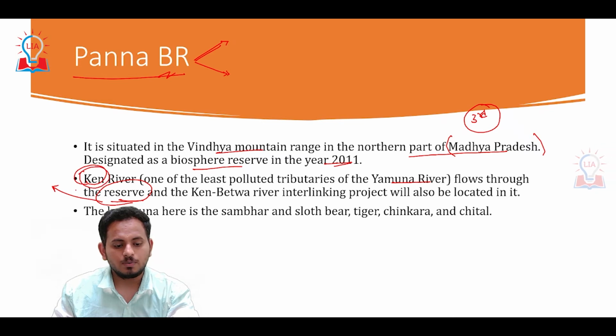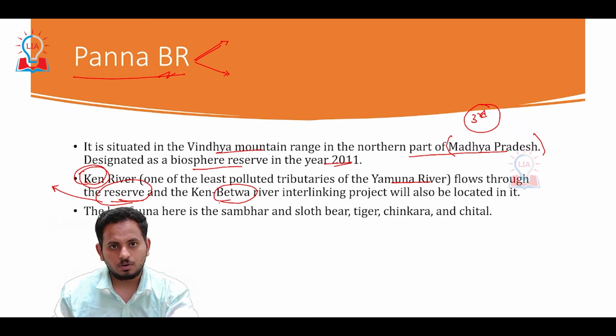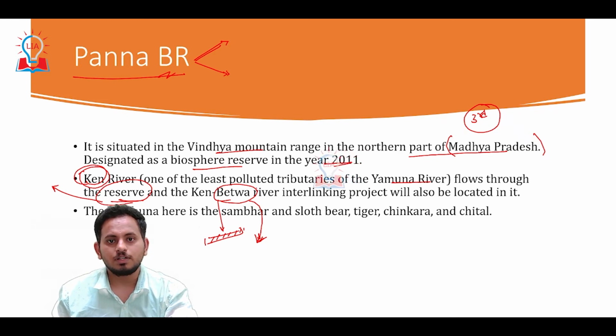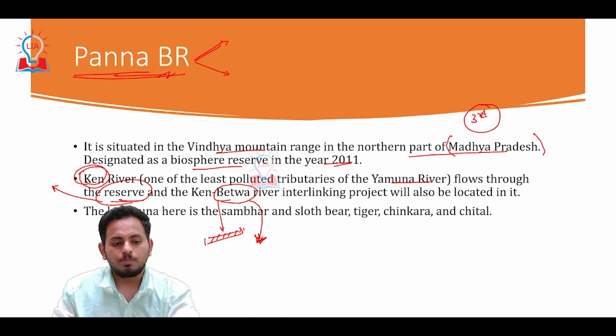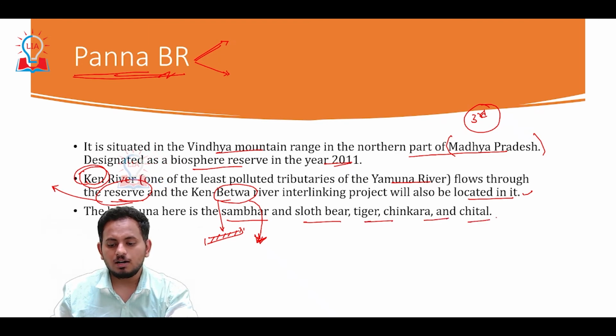Ken is one river which is a part of the river interlinking project, and the other is Betwa River. The reservoir or the dam is being built across these rivers, and the water is transported. The direction of the river flow is changed, and this is the reason why Panna Biosphere Reserve was in news, because of the change in the course of river water. The flora and fauna of the Panna Biosphere Reserve would be hampered. The key fauna here is the sambar, sloth bear, tiger, chinkara and chital.